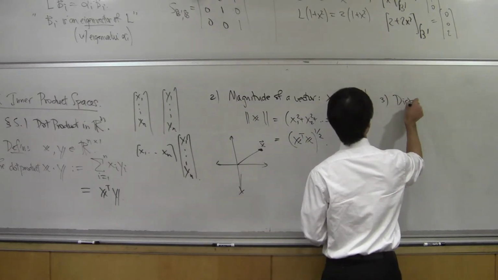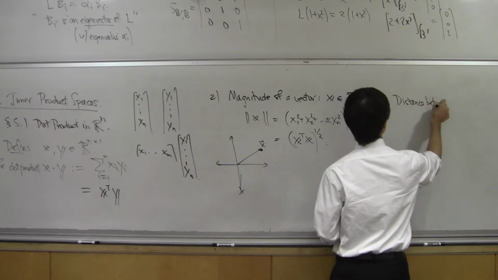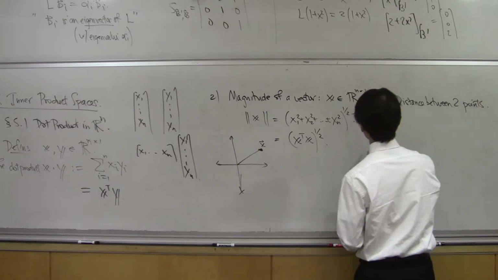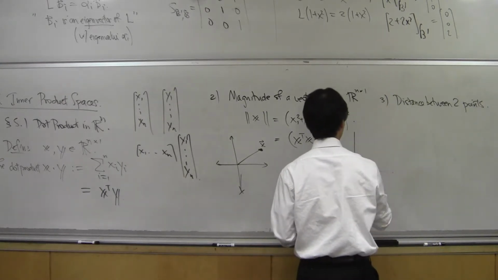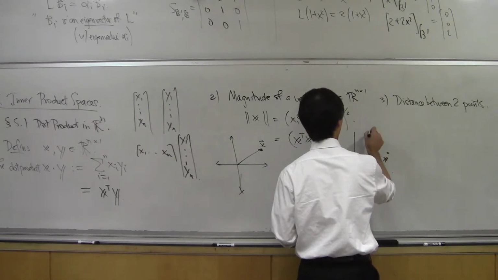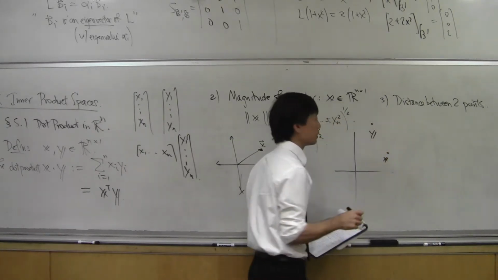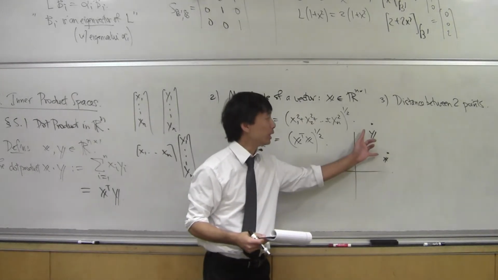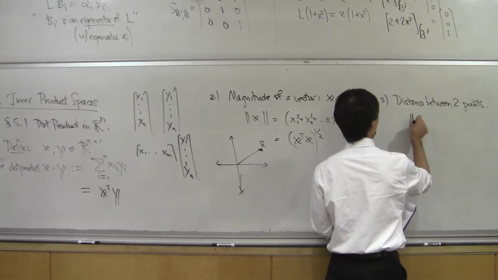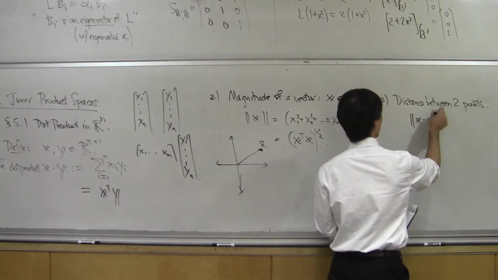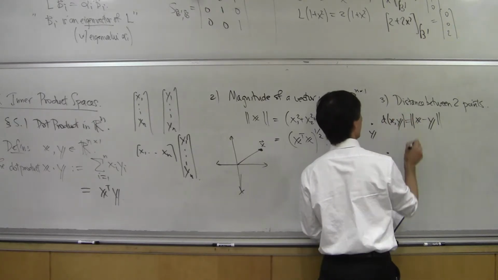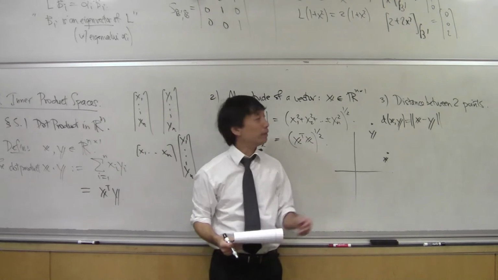This thing called the distance between two points. So if you have one point in space and you have another point in space, and you want to find the distance between them, you take the magnitude of the difference. So the distance between x and y we define as the magnitude of the difference.